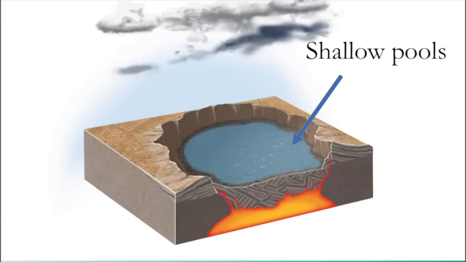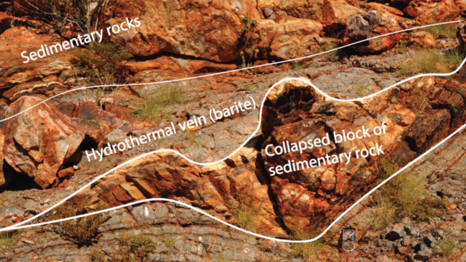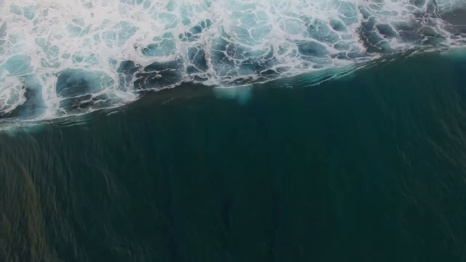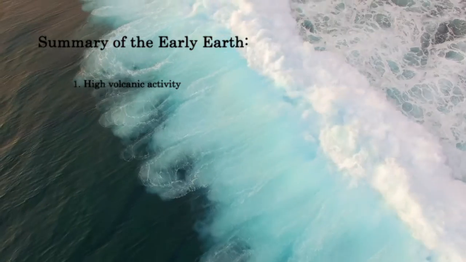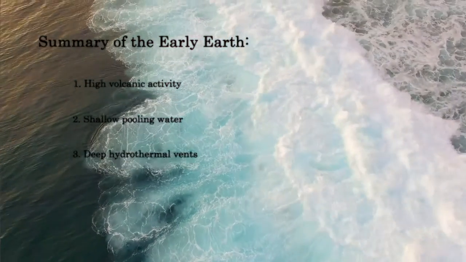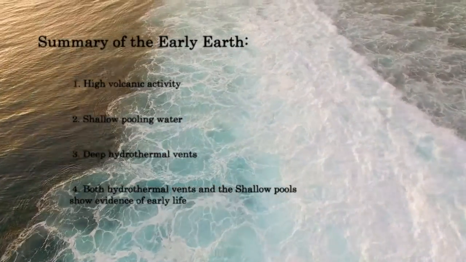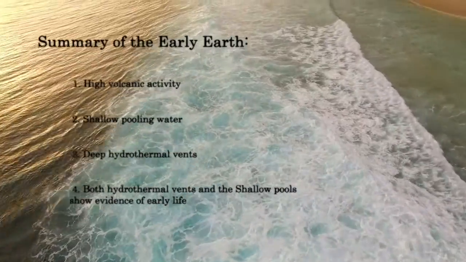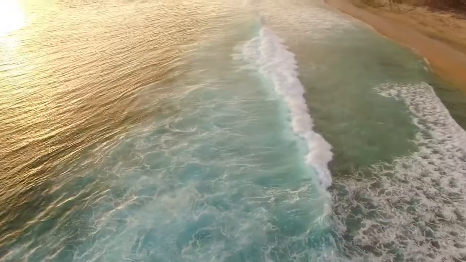Deep hydrothermal vents contrast with the evidence of shallow pools that are demonstrated by the ripples. Both environments provide strong evidence of the existence of life, but counteract each other in how life may have arisen. In summary, we've found that Earth, 3.48 billion years ago, had high volcanic activity, with shallow pools and deep hydrothermal vents. We have seen that both the deep hydrothermal vents and the shallow pools had the ability to harbour life, and both show evidence of life arising. However, there is still much controversy as to whether this is actual evidence of the first life on Earth.